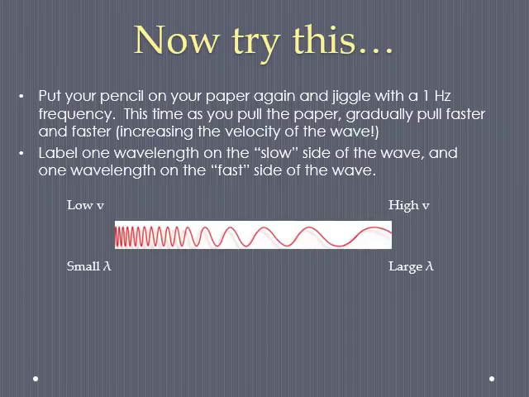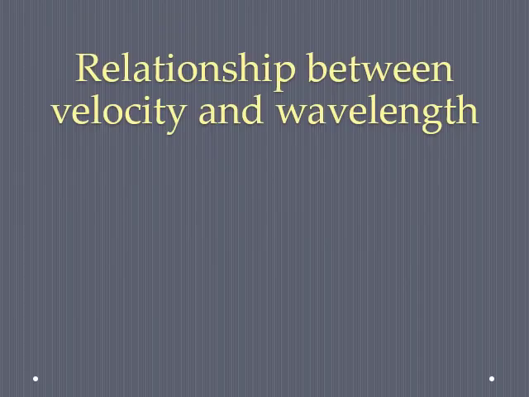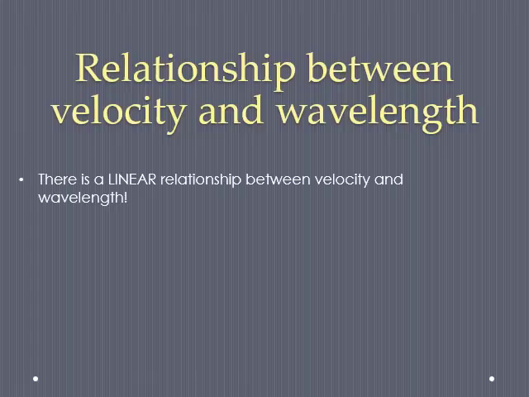Hopefully your drawing sort of looked like this. When your pen was moving across the paper with a low velocity, it should have generated a small wavelength wave, and the faster you pulled your paper, the larger the wavelength should have become. So there is also a relationship between velocity and wavelength. Bigger velocity made a bigger wavelength and vice versa, which means that there is a linear relationship between velocity and wavelength.